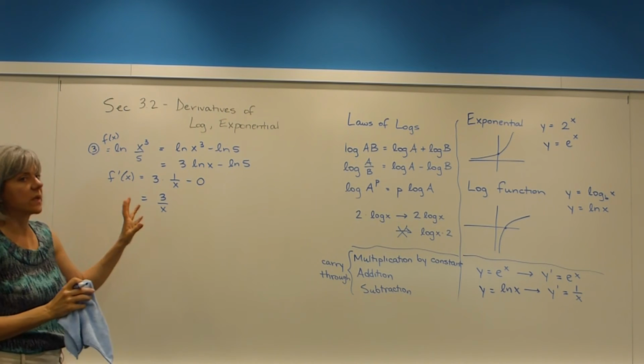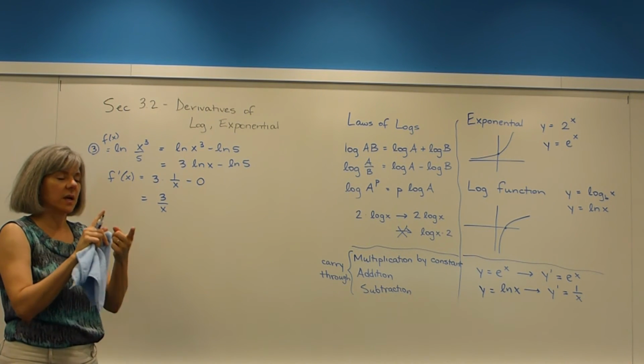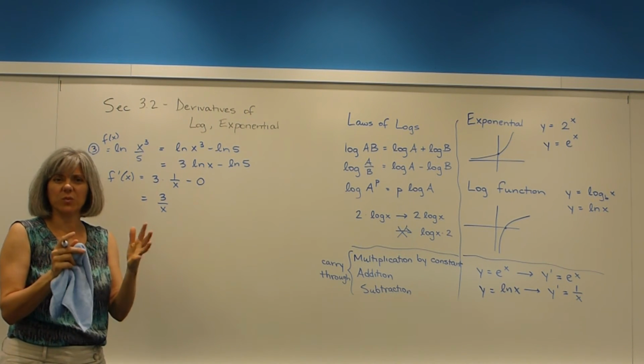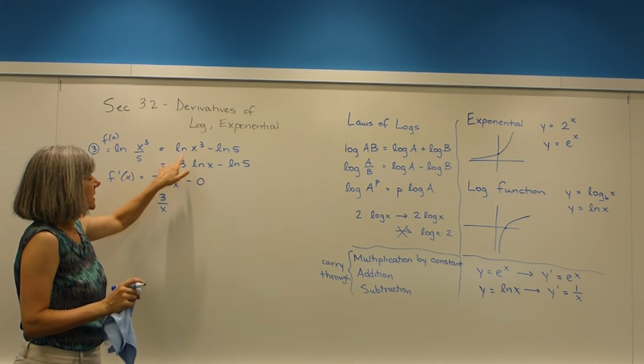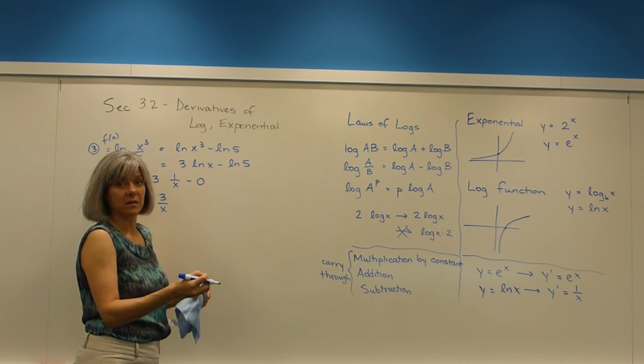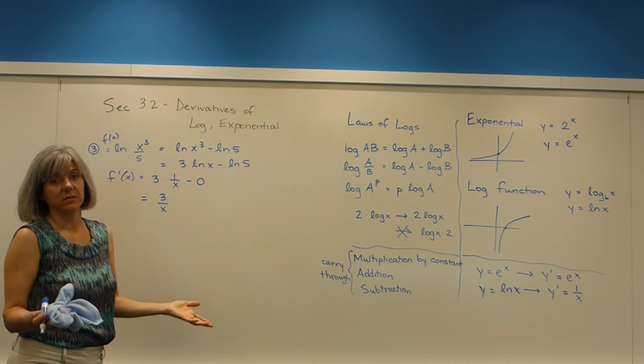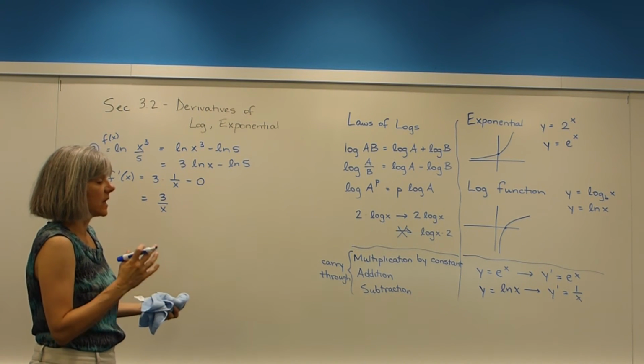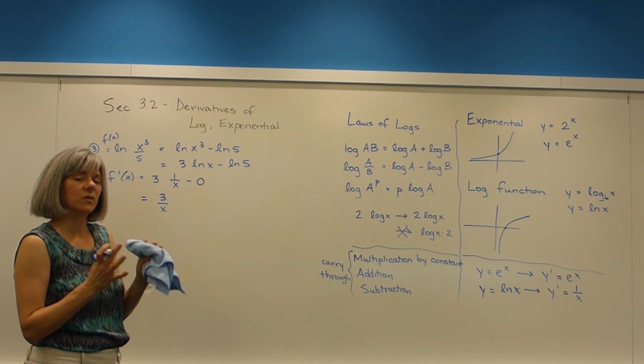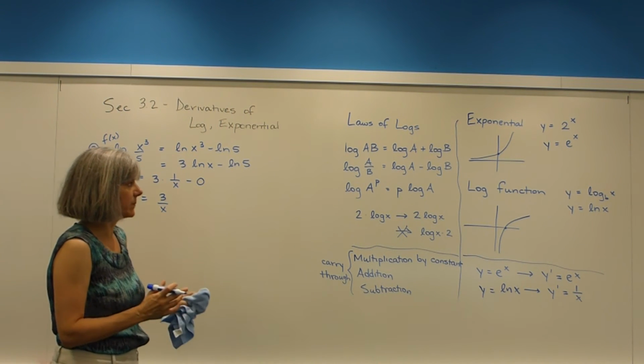Okay, so that's working with base e. So remember, e is just a number. It's a number about 2.7, a little bit more. And ln is really just log base e of x. So now we need to introduce, what happens if we don't have base e? Okay, so we have another set of derivatives which are very similar but not quite the same.